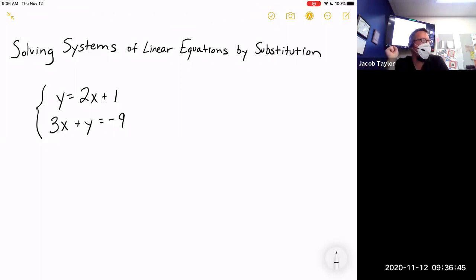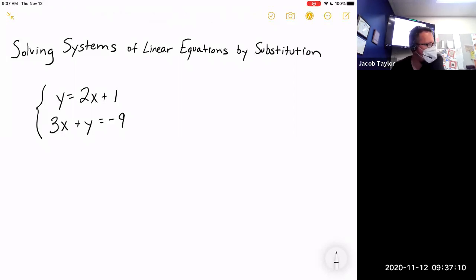The second time substitution is really useful is if your answer is not a whole number. And when we talked about graphing, we looked at a couple of problems where the intersection of the two lines was not a whole number. And if the intersection is not a whole number, it can be very difficult to tell from graphing where the actual intersection is. That's another time when substitution would work out well for us.